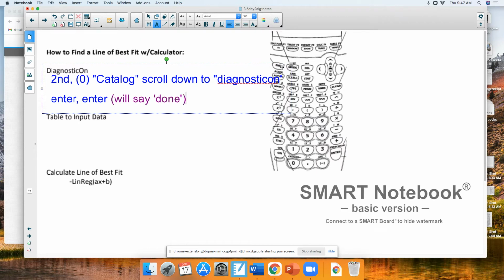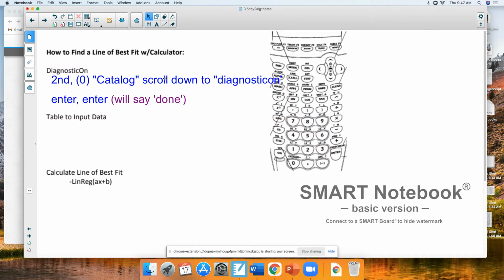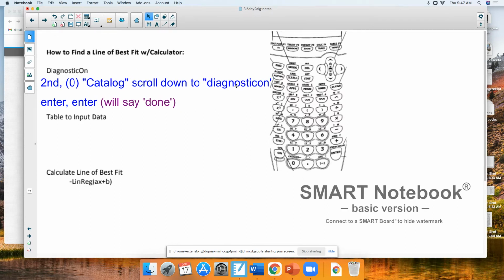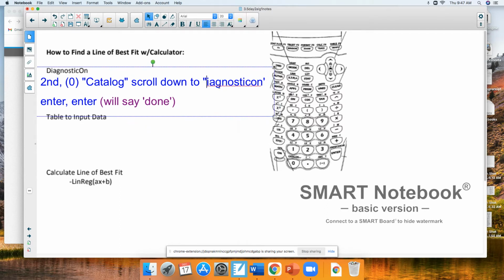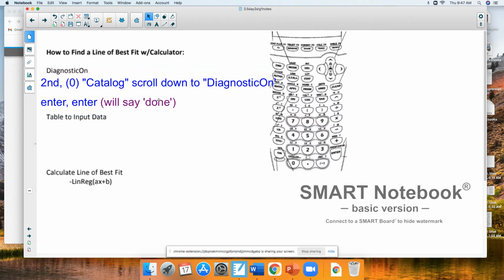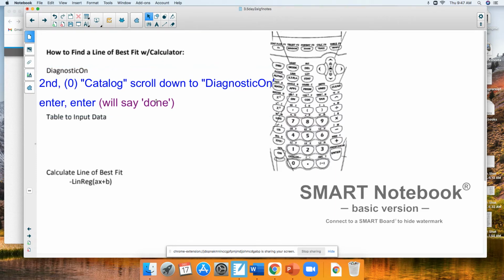All right, so that's the first thing that you're going to need. And the reason that we have to turn our diagnostic on is because otherwise we will not be able to find the coefficient that tells us how close this line fits to the data. So we need this for our data exploration.